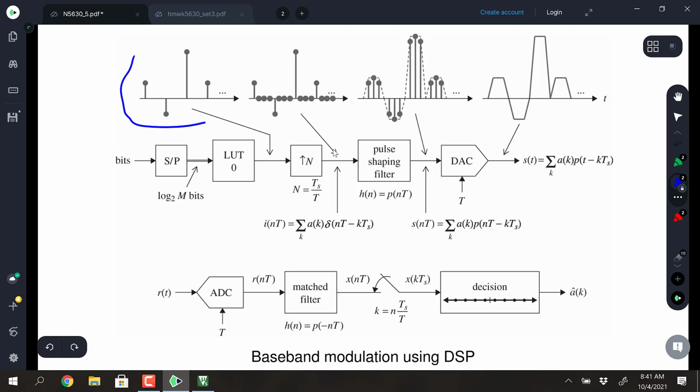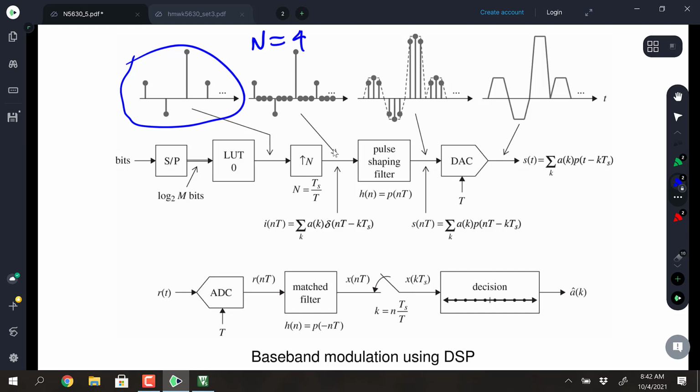That's in this area right here. And then we upsample, so we stuff n-1 zeros in between. This is shown for an upsample factor of 4, so there are 3 zeros stuffed in between. And then we'd have an FIR filter of some sort, a pulse shaping filter. Right now it'd be a rectangle, but we're going to shift that over to other pulse shapes a little bit later. And then it becomes a waveform.